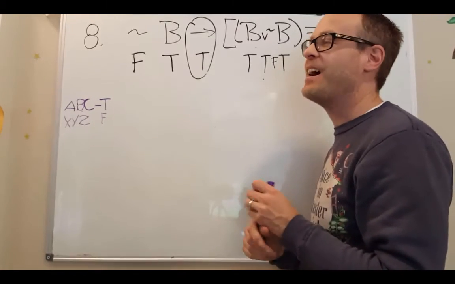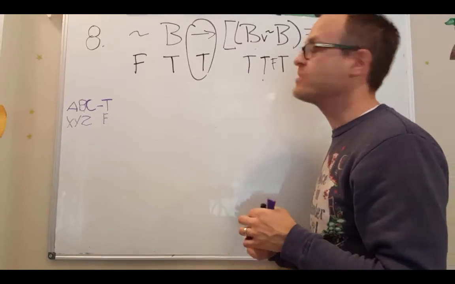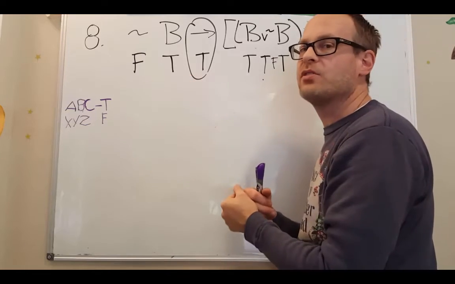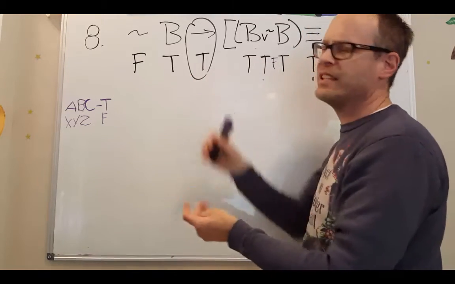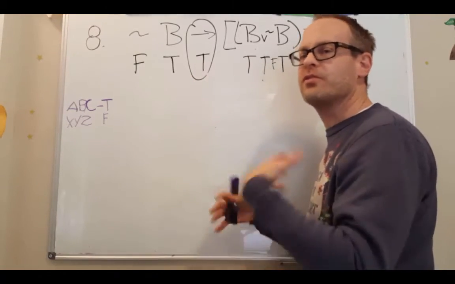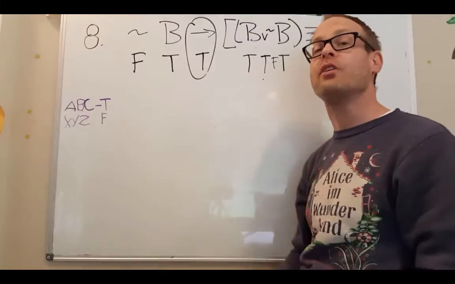Okay, thanks. Minor interruptions. There are other ways to do truth tables that incorporate that kind of insight, and they're called indirect truth tables and things like that. Okay, that completes number 8.